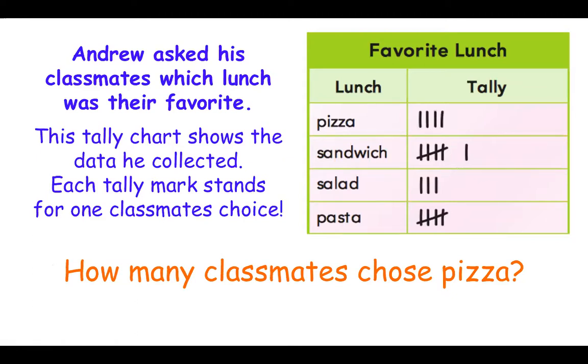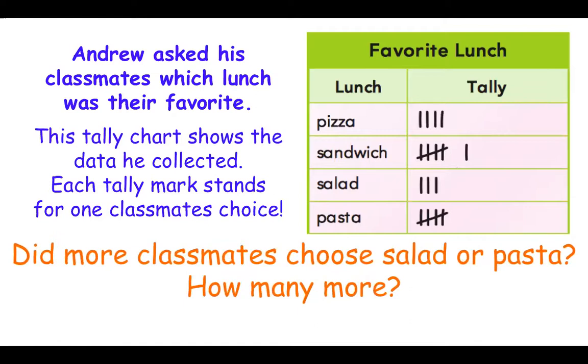Now our next question is a 2-step question. It's asking 2 things, and you have to do a little bit of math work to figure out the answer. So let's look at the first thing they're asking. Did more classmates choose salad or pasta? So now my question is asking about salad or pasta. So that means I have to look at both salad's tally marks and pasta's tally marks. I have to look at both to figure out which was chosen more. So I see that salad has 1, 2, 3, and I see that pasta has 5. So right away, I know that pasta was chosen more. Pasta was chosen by more classmates.